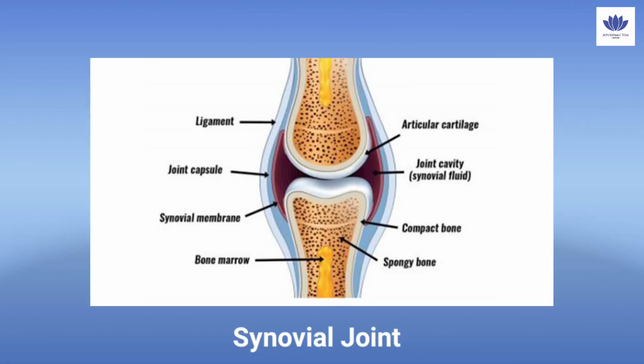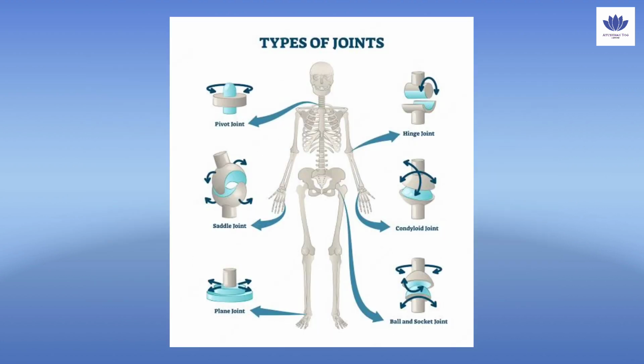Now let's look at the joints. A joint is a connection between 2 bones. So we are going to look at the classification of joints as per the structure. First is synovial joint. These are called synovial joints because there is a synovial fluid in these joints. There are 6 types of synovial joints in the body.